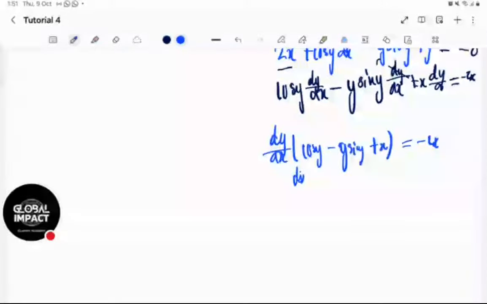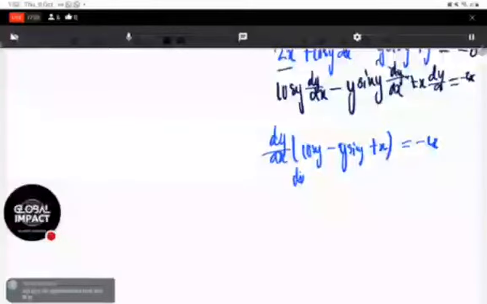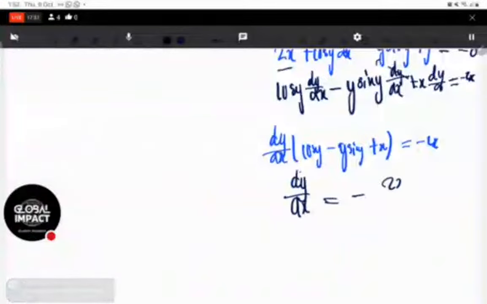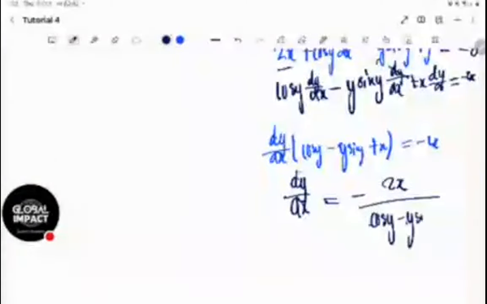My network is glitching, guys. Anyway, you get your dy dx, and it's going to be negative 2x all over cos y minus y sine y plus x. Okay, you put this, and that's what you get.